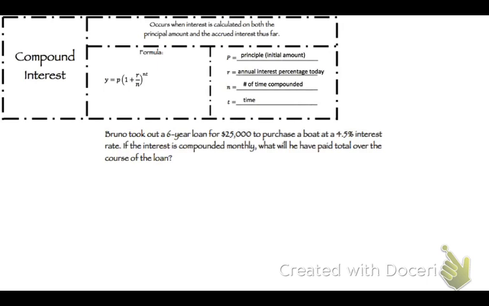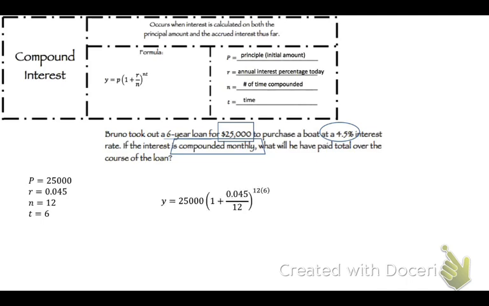Okay, let's look at this one. So Bruno took out a 6-year loan for $25,000 to purchase a boat at a 4.5% interest rate. If the interest is compounded monthly, what will he have to pay total over the course of the loan? So it's a 6-year loan, $25,000, 4.5% interest, and it's compounded monthly. So my p-value is 25,000, r is 0.045, and n is how many times it's compounded. If it's monthly, there's 12 months, so it's 12. And then t is 6.